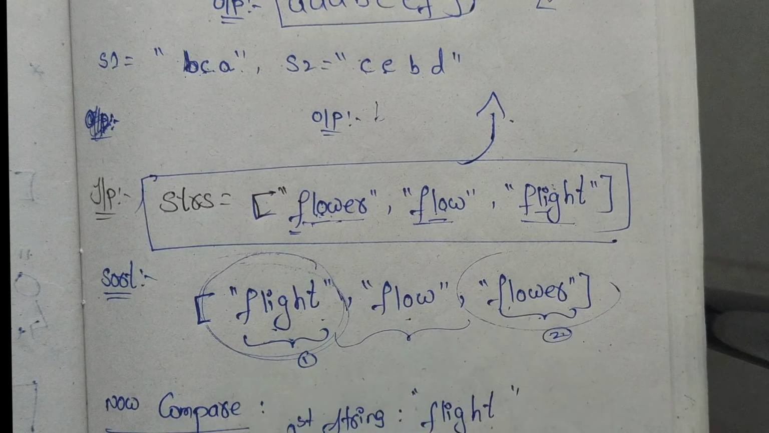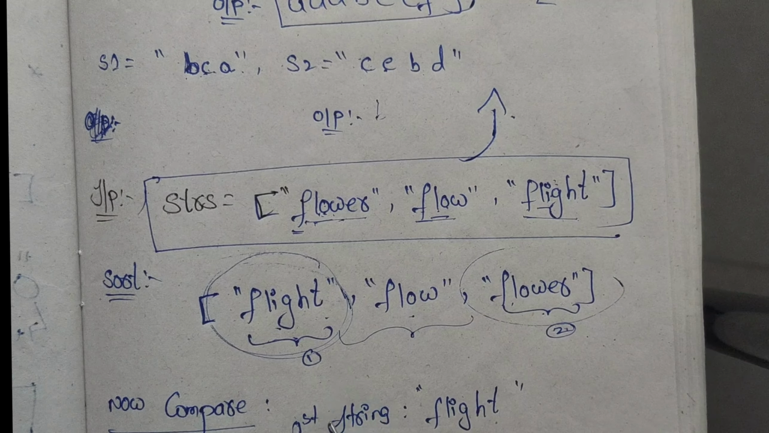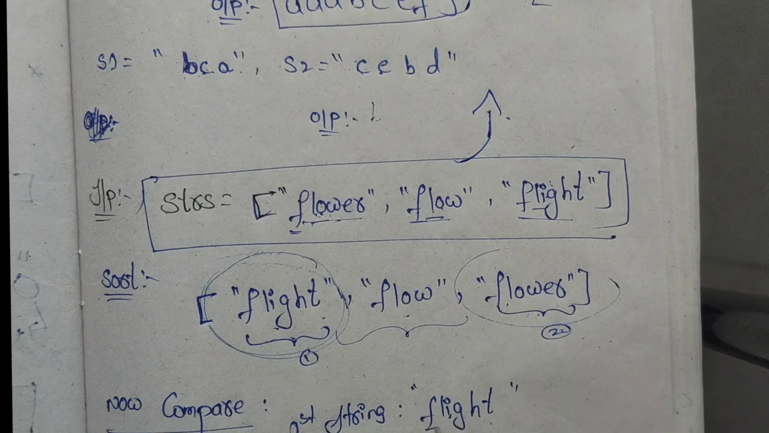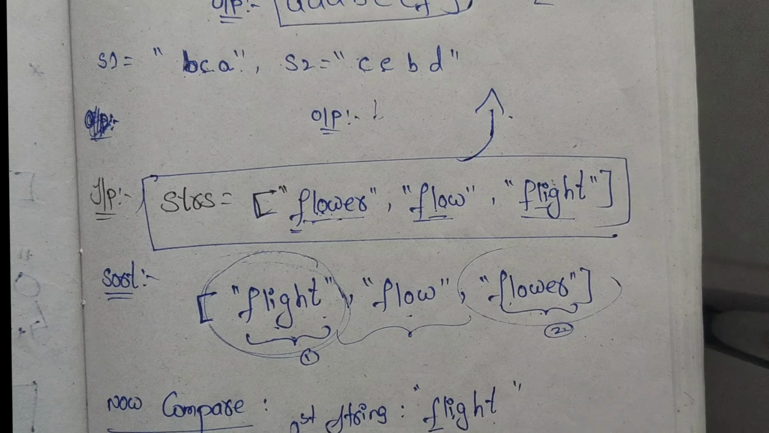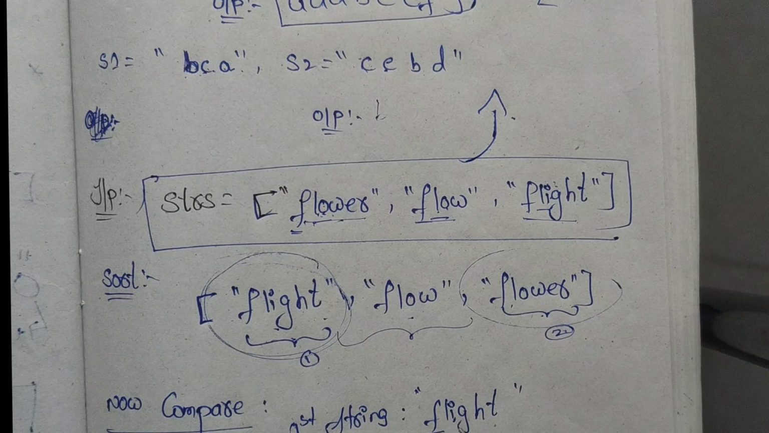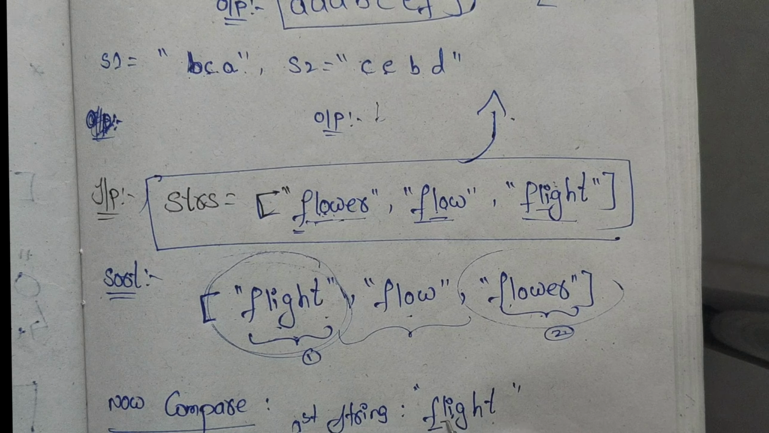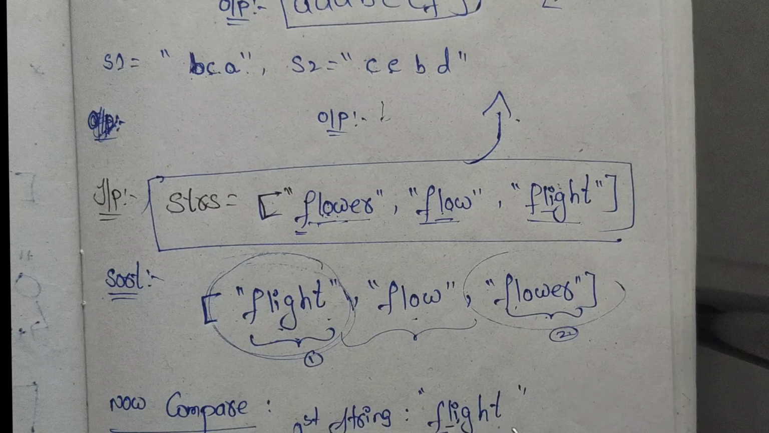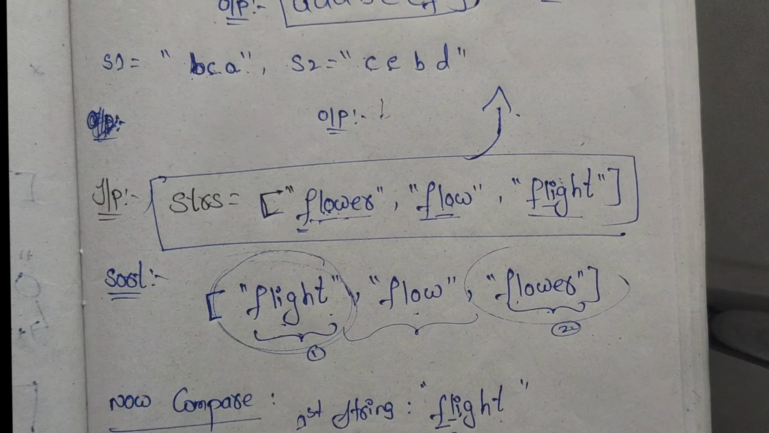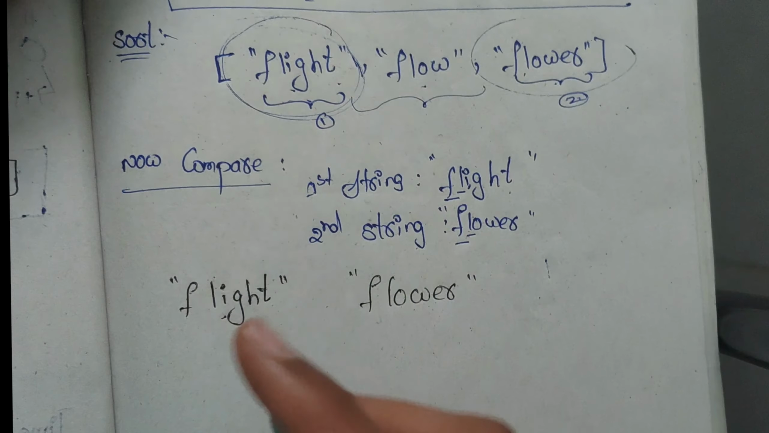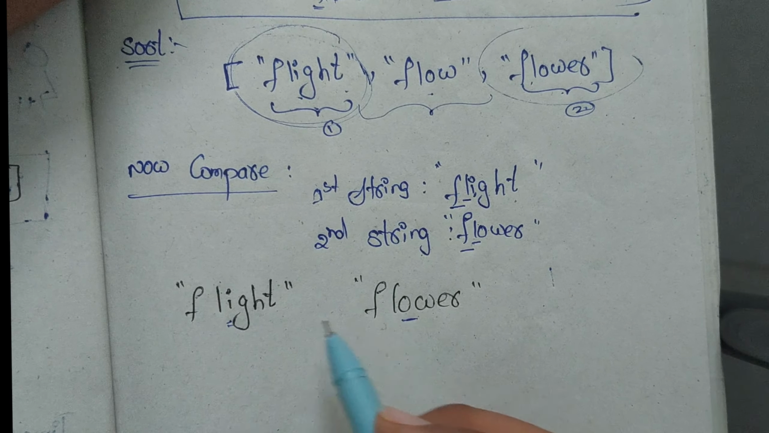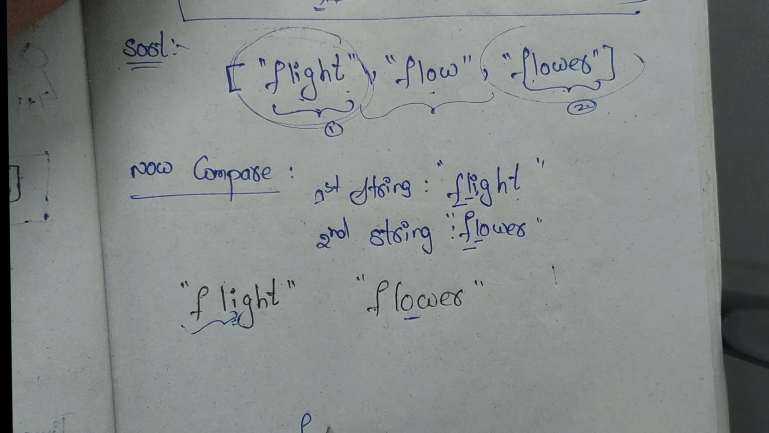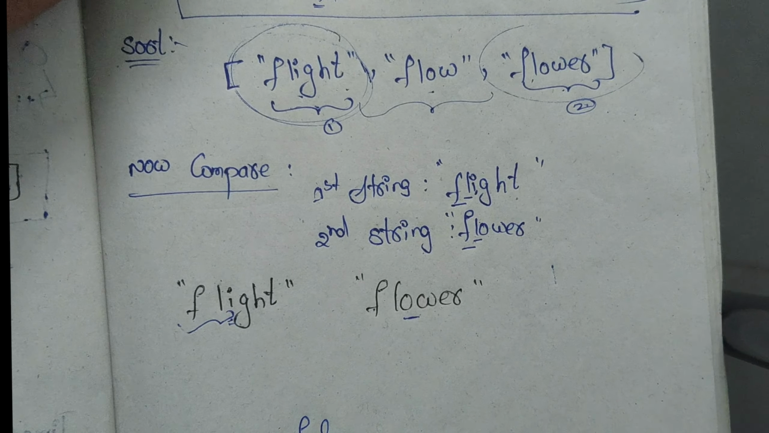Now let us see how to compare these two strings. Here the starting string is flight and the ending string is flower, right? First let us compare the first character in flight and the first character in flower. Both are equal. Next let us compare the second character in flight, that is L, and the second character in flower, that is L. Both are the same. The third character in flight is I, and the third character in flower is O. These two are not the same, so we have to stop the process. We have to return only FL as the output. Clear? That's how we are going to solve this problem.